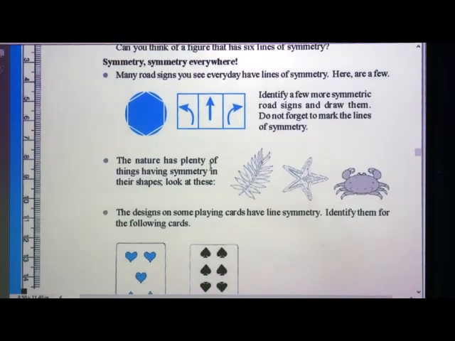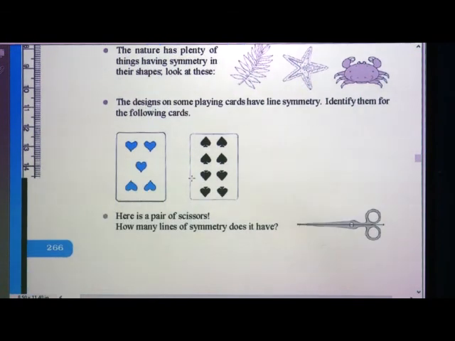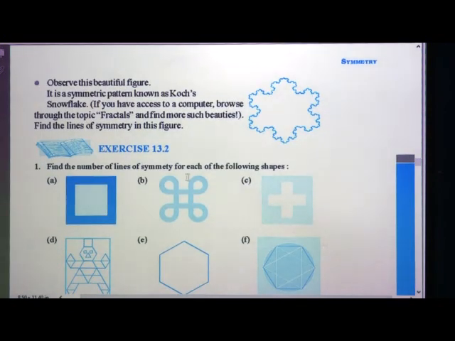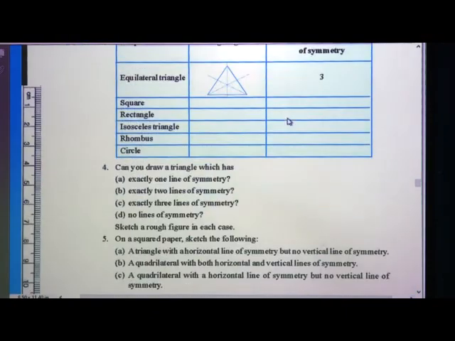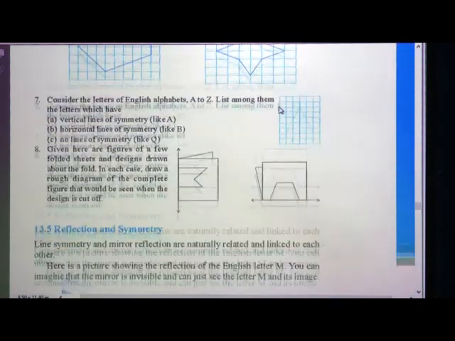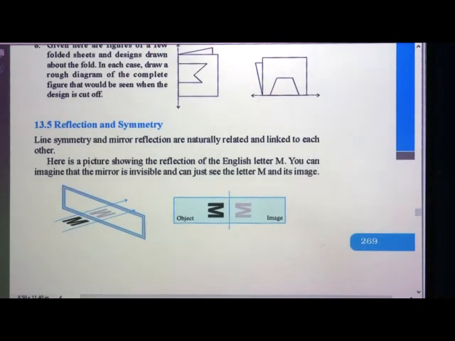Symmetry everywhere. So, we can see symmetry everywhere. Where do we see it? We see it on road signs, in nature, in playing cards, in scissors, in daily activities, we see symmetrical patterns. We can also see symmetrical patterns in snowflakes, different types of snowflakes. Then we have seen reflection and symmetry. Line symmetry and mirror reflection are naturally related and linked to each other.